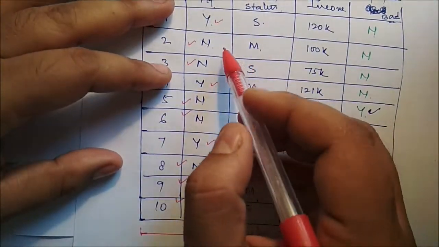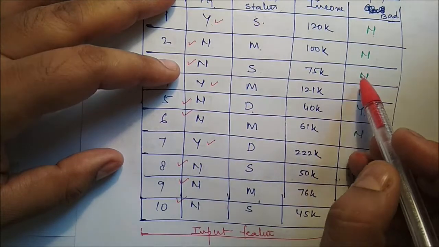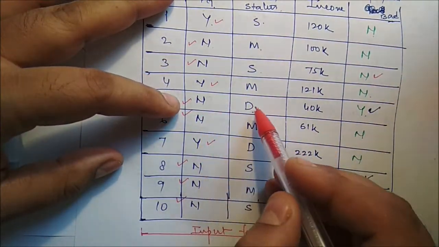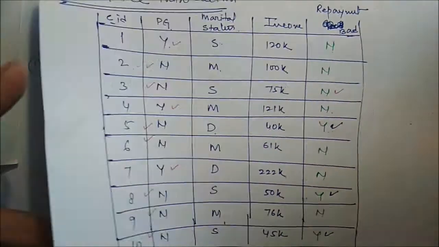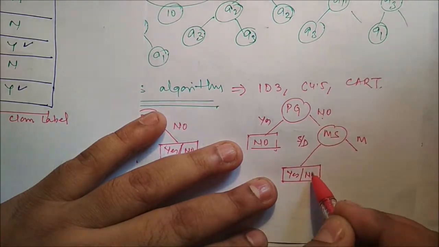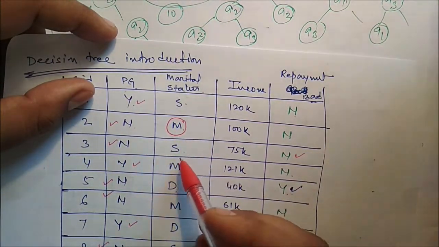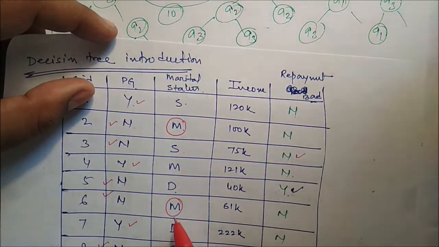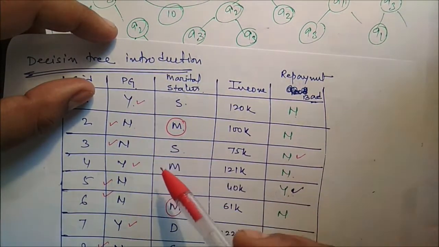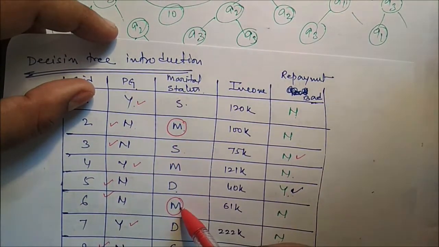Now if postgraduate is no, you have to concentrate on this particular part, single and divorced. If it is single it is no, if it is divorced it is yes. So for single and divorced, sometimes it is yes, sometimes it is no. But if it is married, you can see only the married part. We should not take this one because here postgraduate is yes. So married 1, 2 and 3.